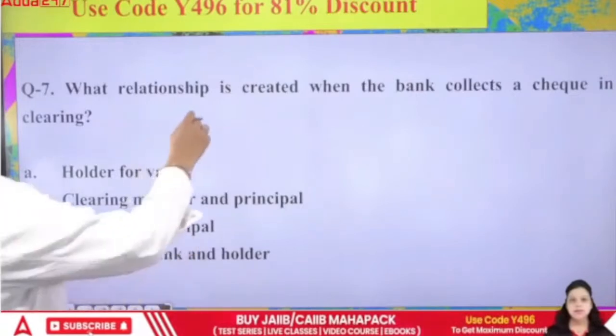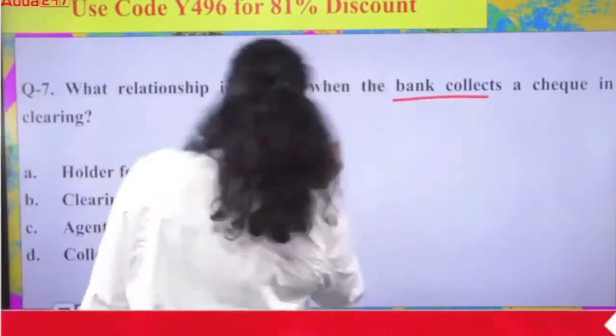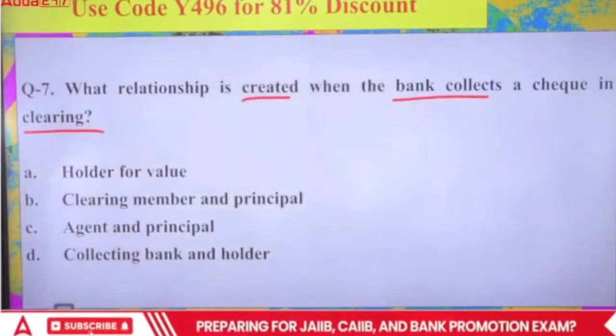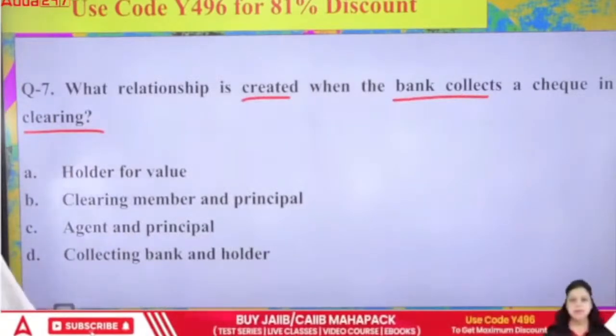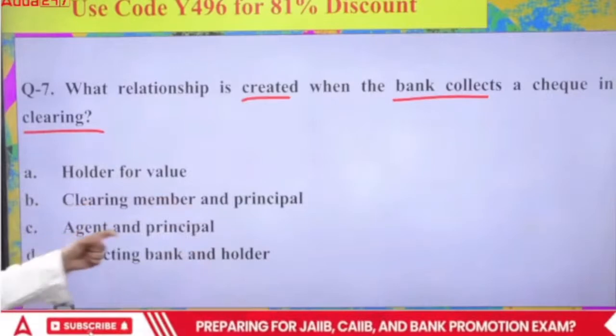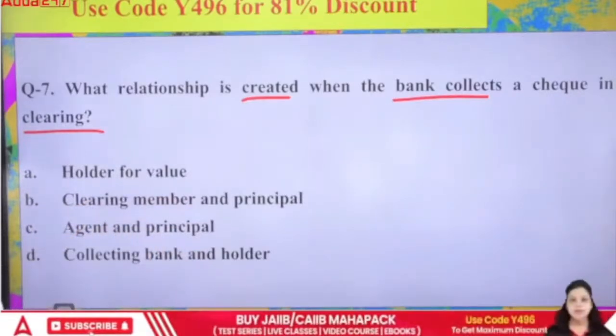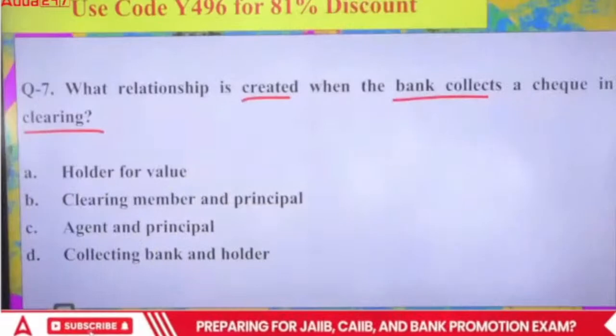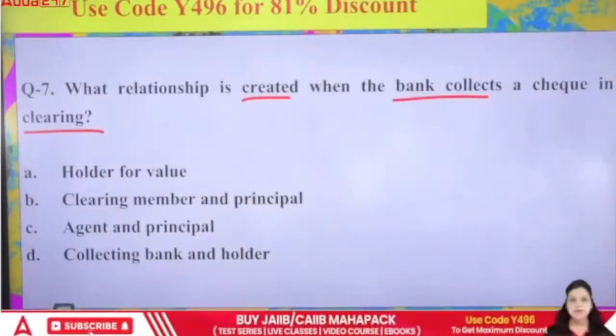Next, what relationship is created when the bank collects a check in clearing? First, holder for value; second, clearing member and principal; third, agent and principal; fourth, collecting bank and holder. So which of the following is correct? What kind of relationship will there be between the bank and the customer when the bank collects a check for clearing purposes?